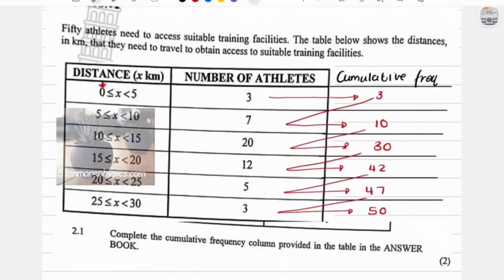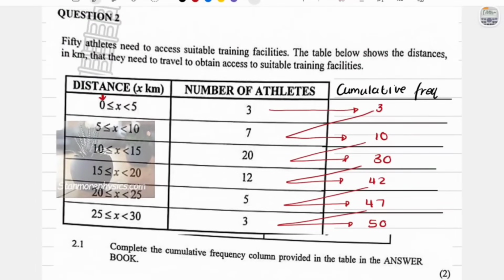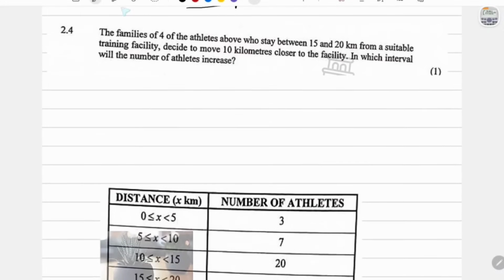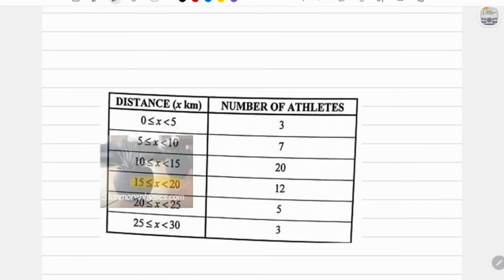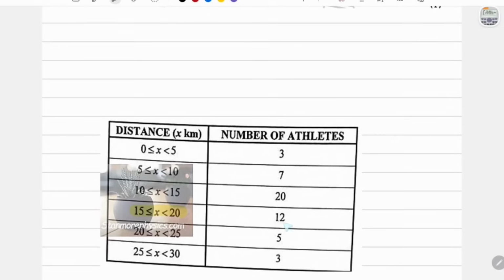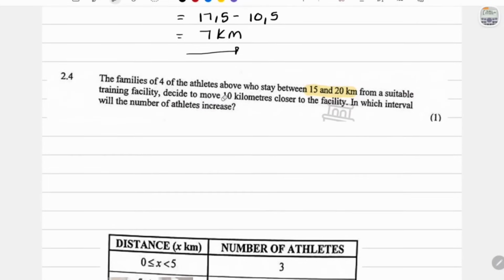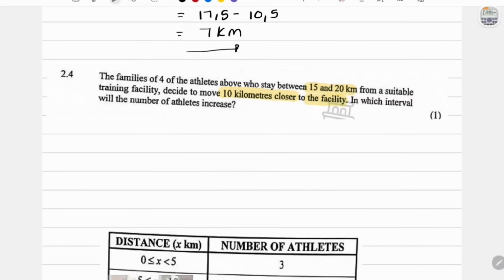And I'm just going to pull this data down. I think it will just be easier to work with. Okay, so the families of people staying here between 15 to 20 kilometers. So that's this, right? So you see that there are 12 athletes here. So they're saying 4 of these athletes moved 10 kilometers closer to the facility. And they want to know in which interval the number of athletes would increase.